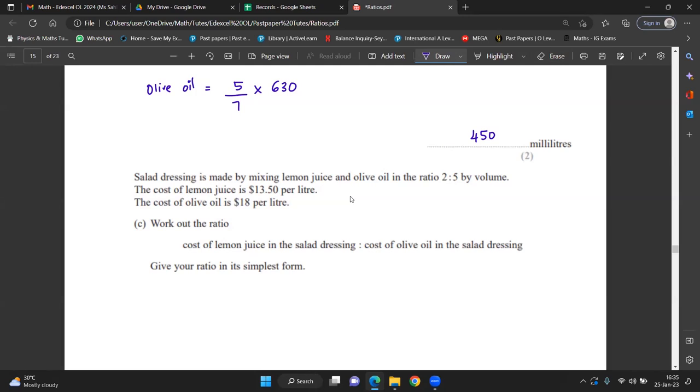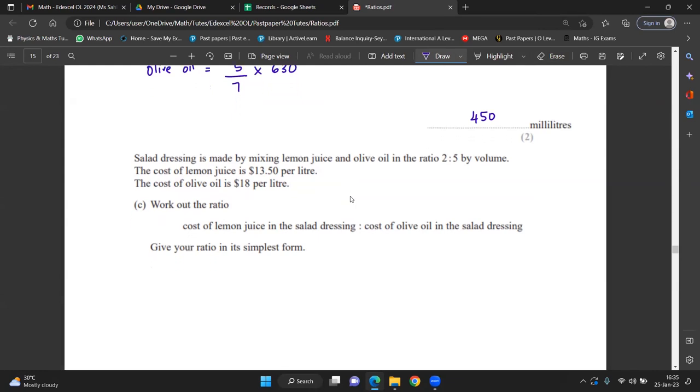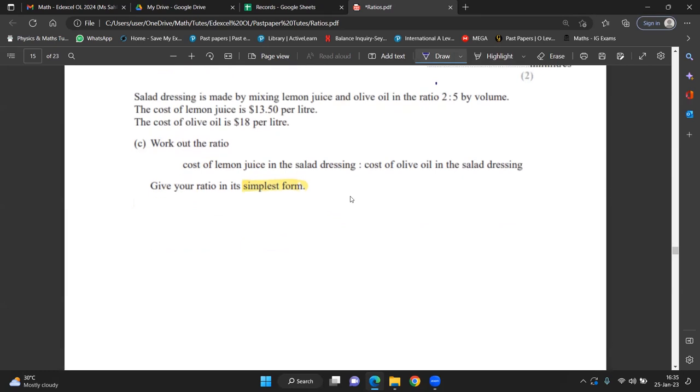Salad dressing is made by mixing lemon juice and olive oil again in the ratio 2:5. Cost of lemon juice is 13.5. Olive oil is 18. Work out the ratio of the cost of lemon juice in the salad dressing to the cost of olive oil in the salad dressing. Give your ratio in the simplest form. Underline simplest form. So once again, this is lemon juice and this is olive oil.